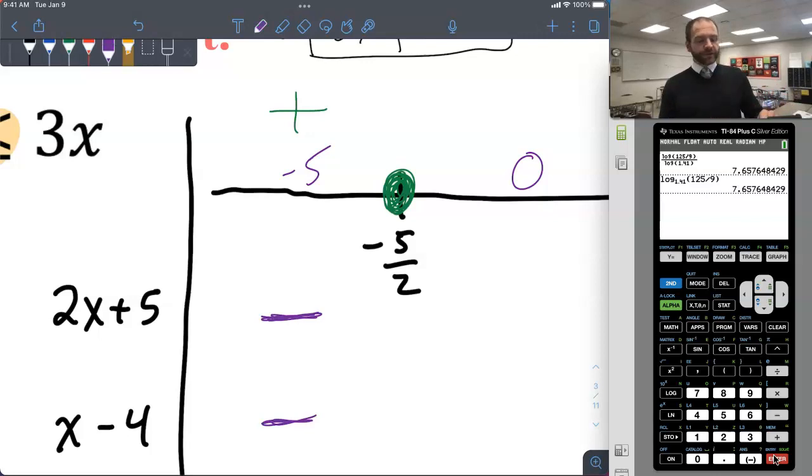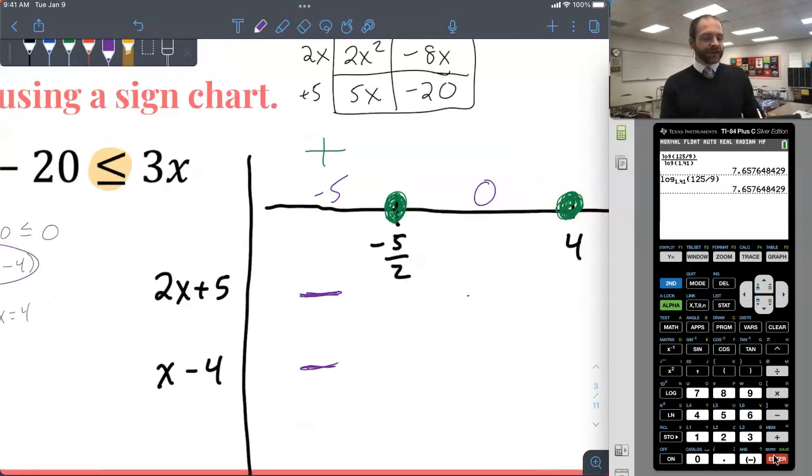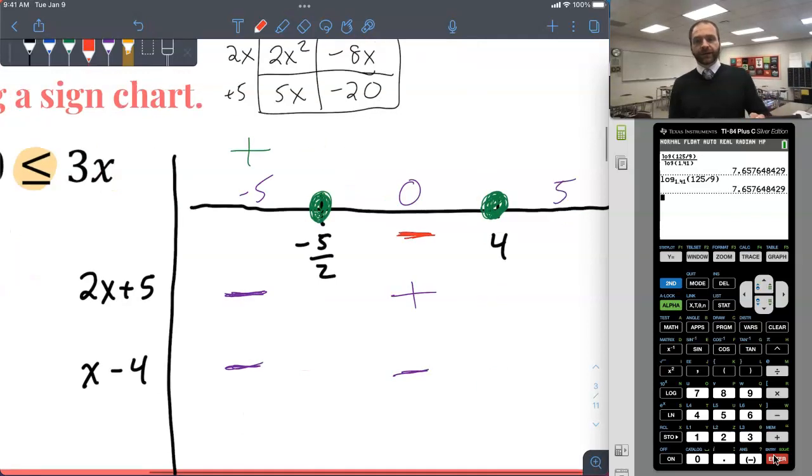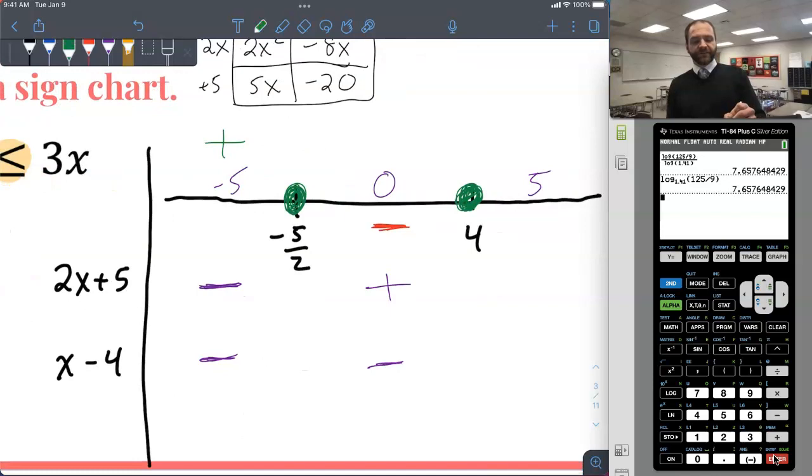If I plug in 0, 0 plus 5 is a positive. 2 times 0 plus 5, positive. 0 minus 4, negative. So in that case, I get a negative number based off their product. Now if I plug in positive 5, 2 times 5 is 10, plus 5 is 15. I know it's a positive number. And then 5 minus 4 is 1, which is positive. And a positive times a positive is positive.